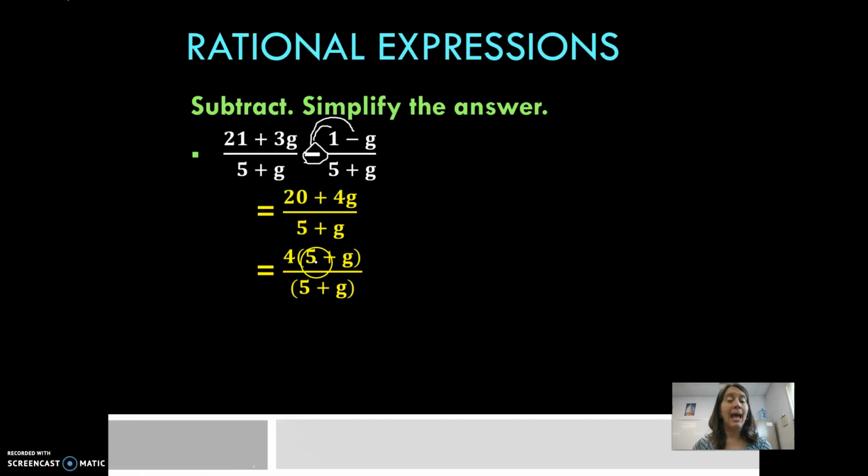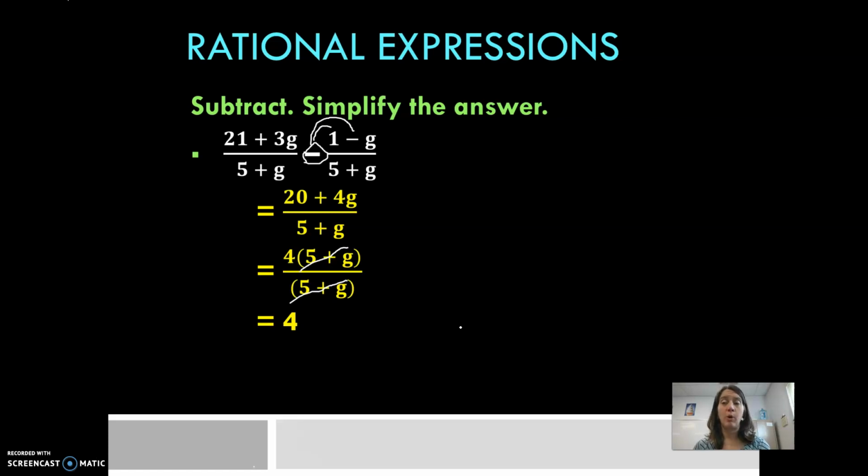Well, look at what I have now. In the numerator and denominator, they both contain a 5 plus g. Because they have the exact same thing in the numerator and denominator, we're able to cross those two things off because they're completely identical, and that gives us our final answer, which is the number 4.